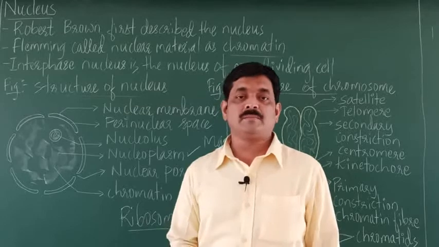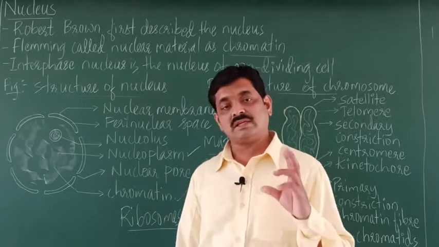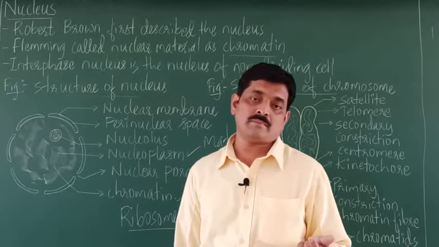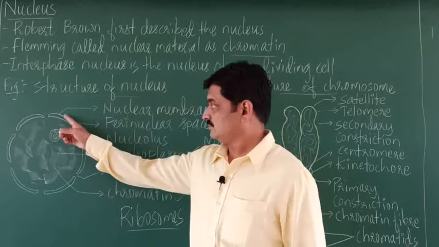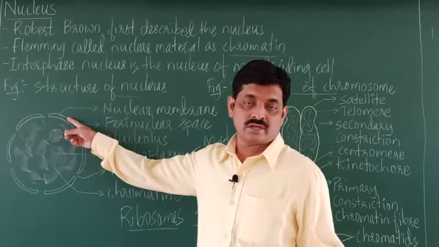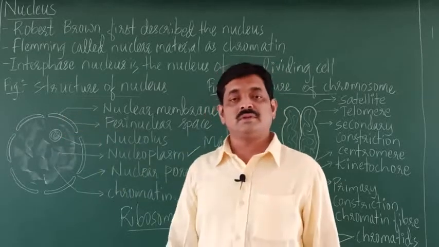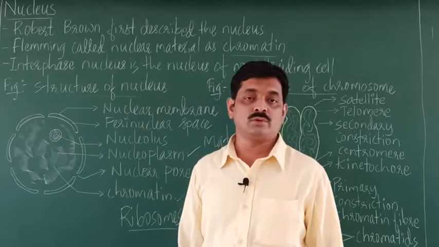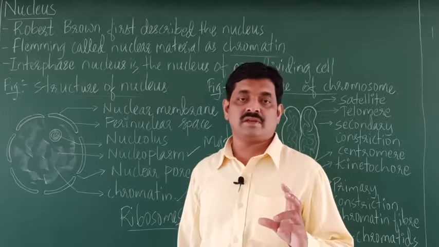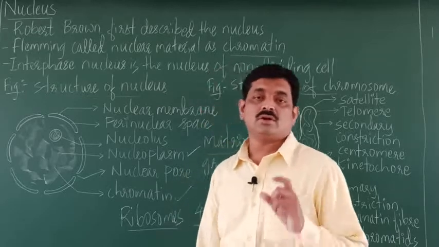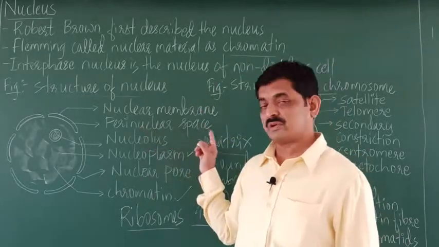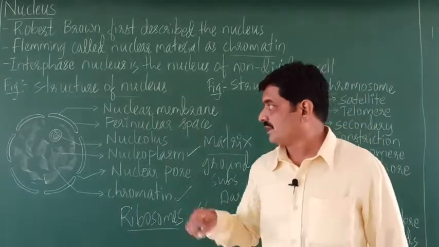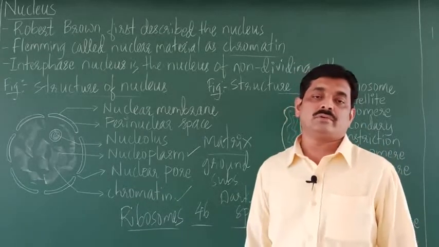The nucleus is a double membrane structure. The nucleus is a cell organelle composed of a double membrane. Here you can see the nuclear membrane has a double membrane. The space between the double membrane of the nucleus is called the perinuclear space. So that is about the structure of the nucleus.